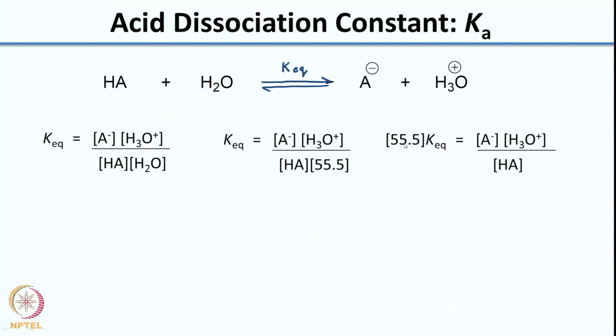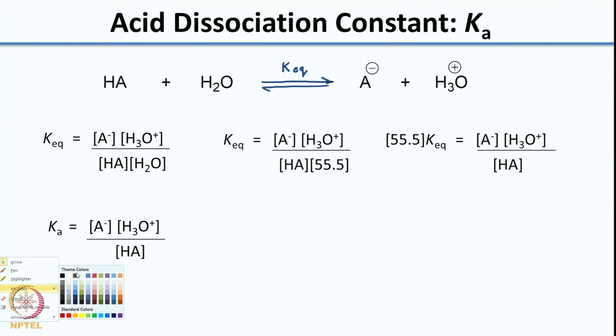So it is A minus times H3O plus divided by HA, and this is called Ka, where Ka is called your acid dissociation constant. So, Ka is called the acid dissociation constant.